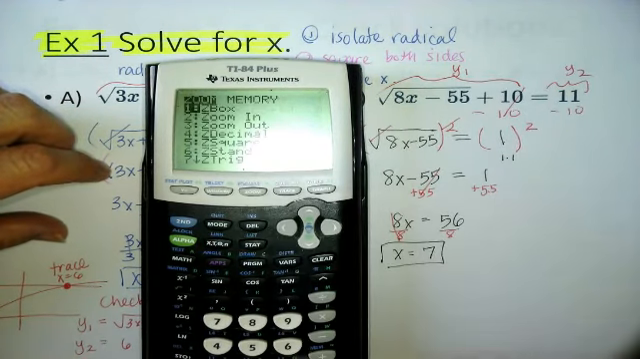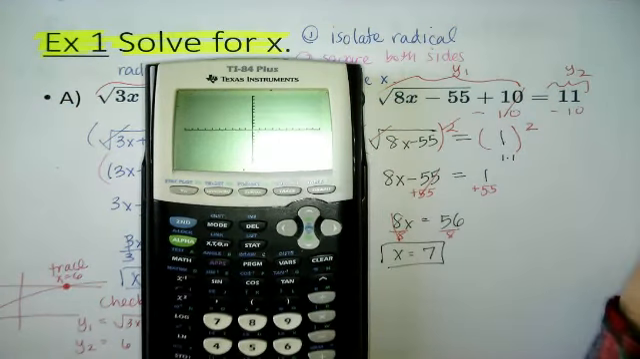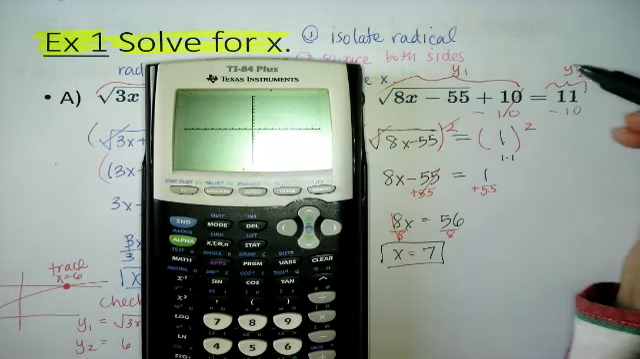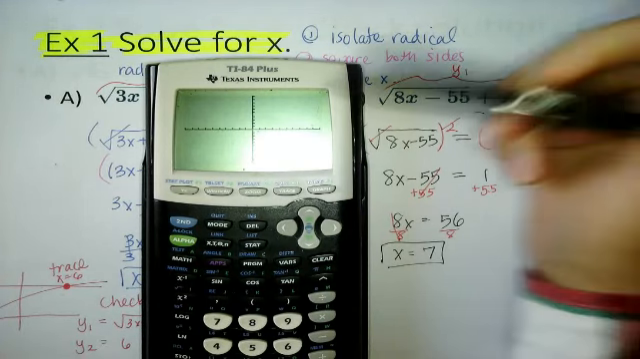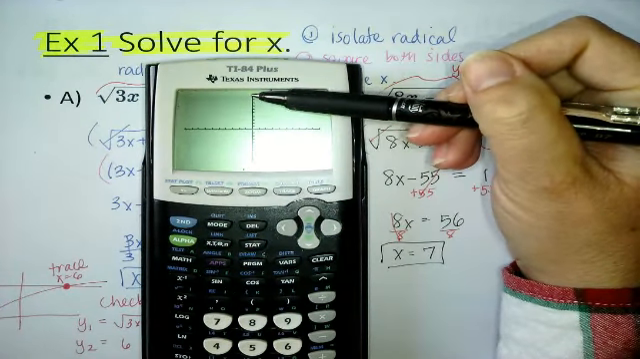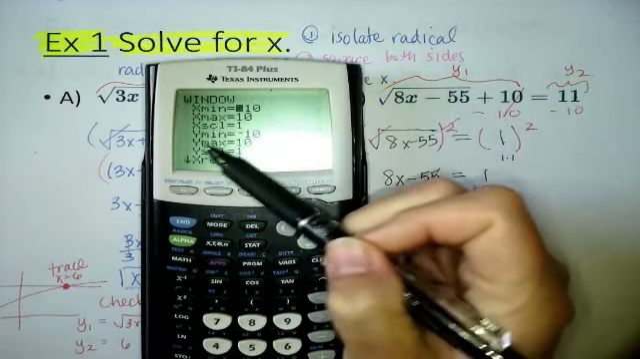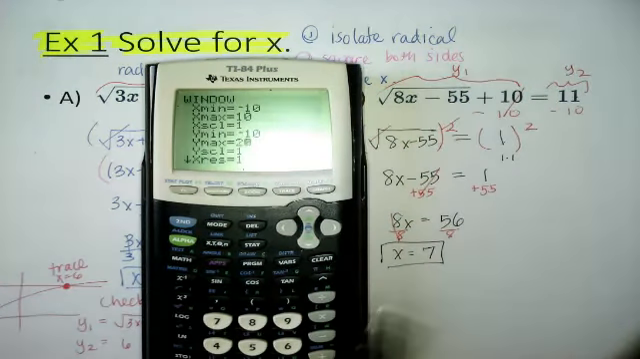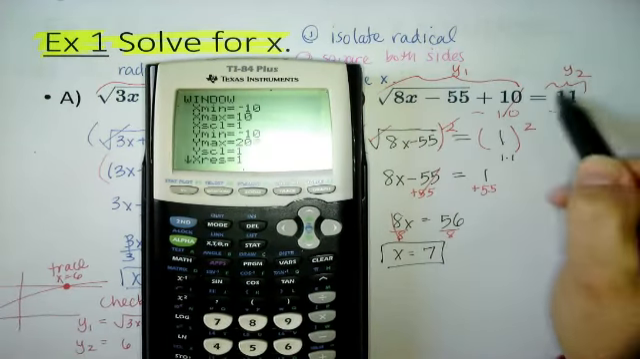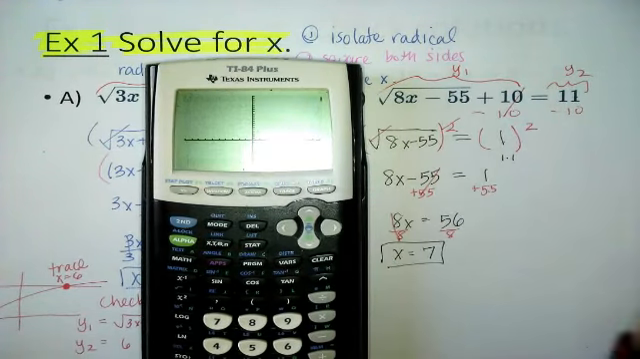And I'm just doing a zoom standard. And when you look at this graph, you don't see anything. What's the matter? This value on the y-axis is 11. This axis is only going up to 10. So I need to change my viewing window. So I'm going to change my window and make the y maximum higher, like maybe 20, because 11 is higher than 10. All right, and so now we can go back and look at the graph.